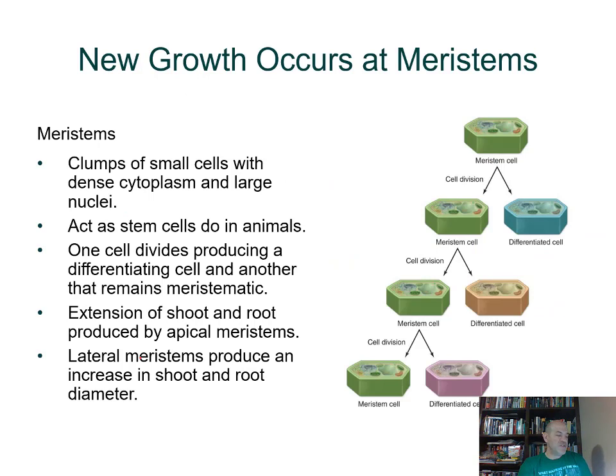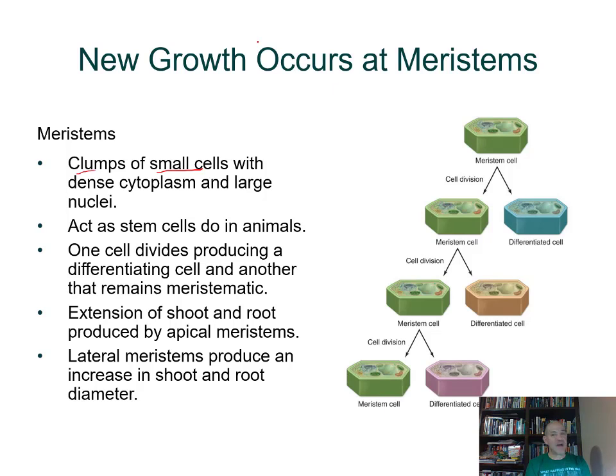I mentioned meristem, the apical meristems. A meristem is a structure that has clumps of small cells, and these cells are meristem cells. These meristem cells are not differentiated. In other words, they have not come to have a specific function for the plant other than dividing and making more plant cells.